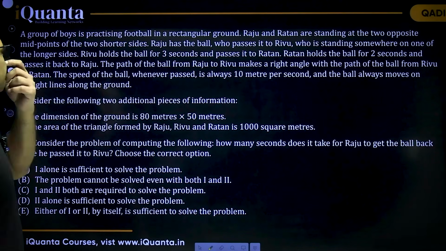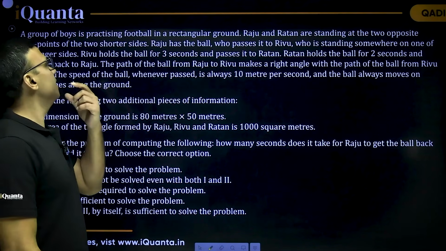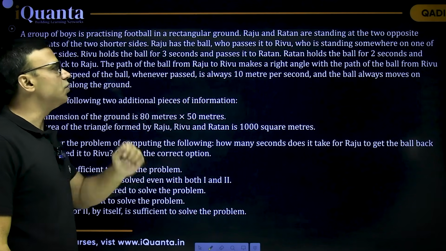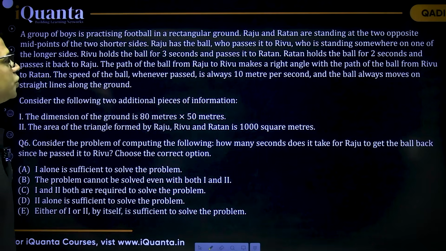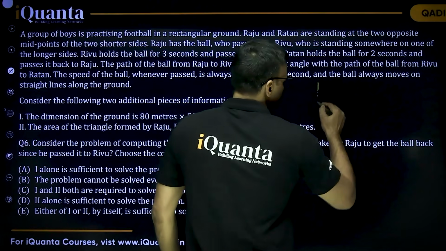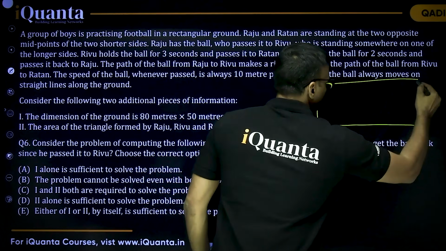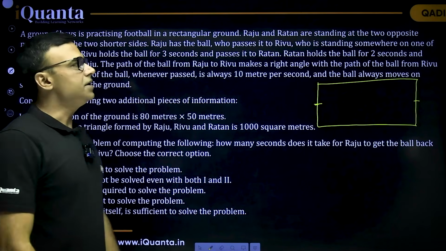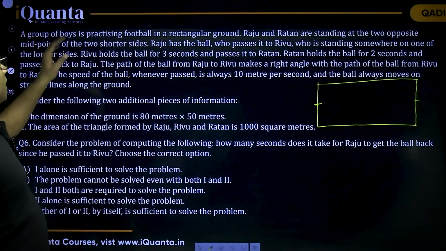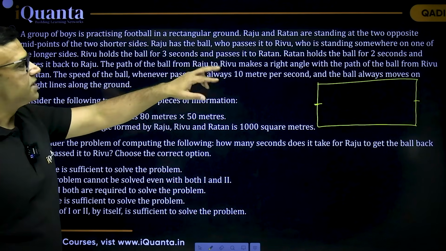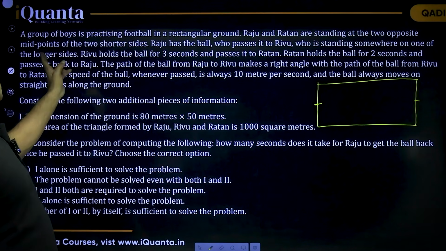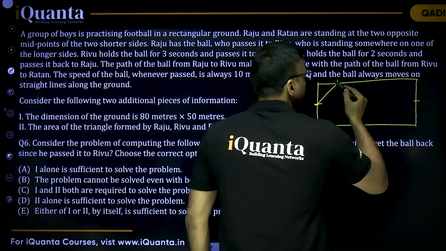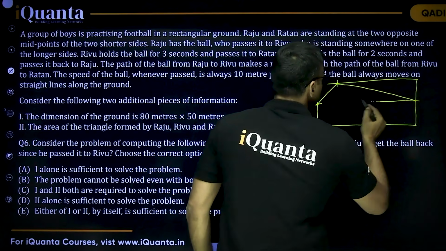Now this question says a group of boys is practicing football in a rectangular ground. Raju and Ratan are standing at the two opposite midpoints of the two shorter sides. Rectangular ground, and these are the opposite shorter midpoints. Raju has the ball, who passes it to Rivu, who is standing somewhere on one of the longer sides. So Rivu is here, suppose. So this is the situation, and then it comes back.